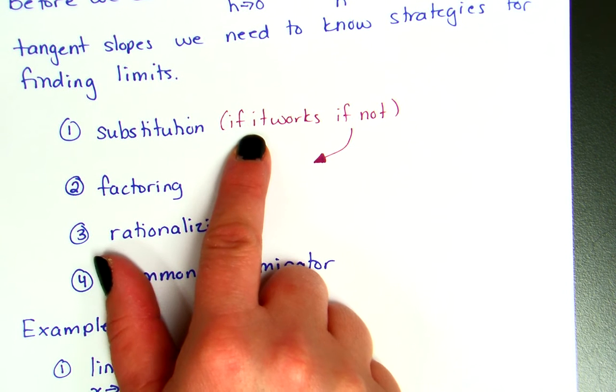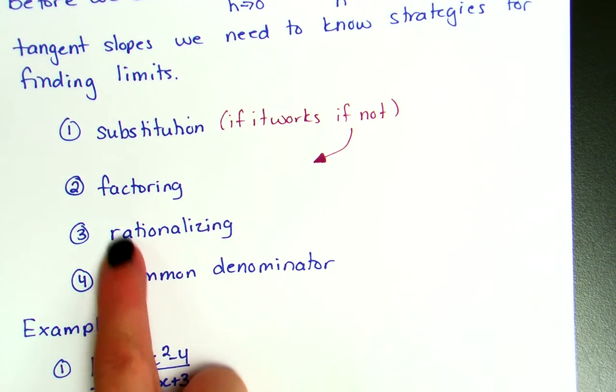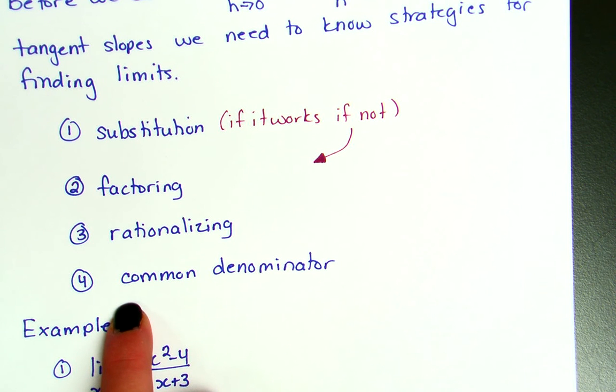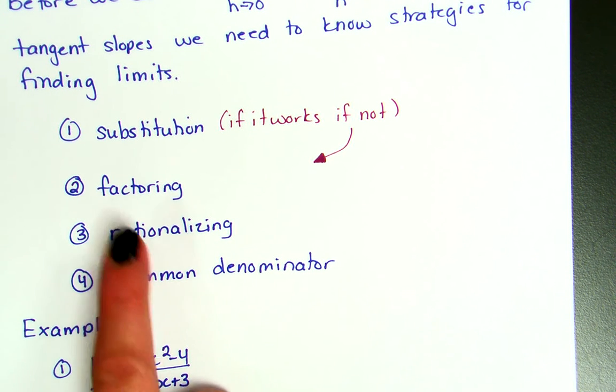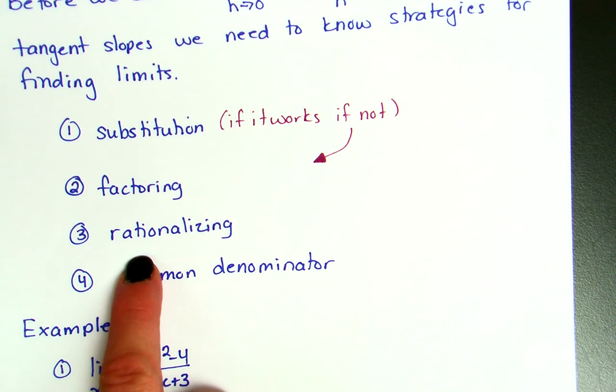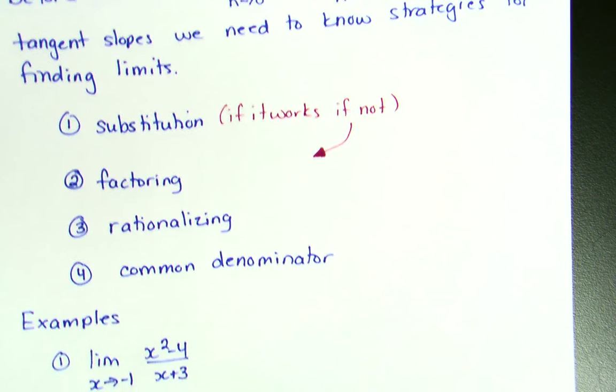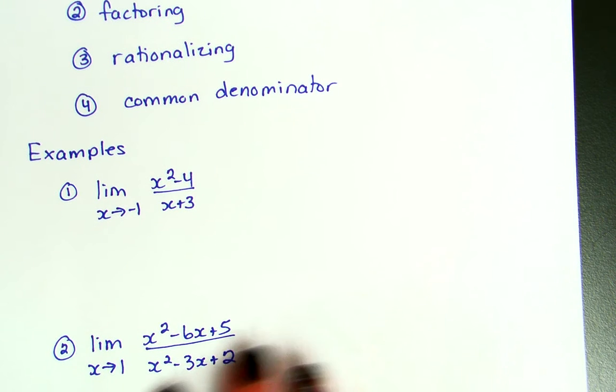If it doesn't work, and I'll show you what I mean with some examples, then that's when we start with these 3 strategies. We'll add some more if you're in calculus next semester, but this is where we start: factoring, rationalizing, and finding a common denominator. I'm going to work through a couple and hit all of those. So let's look at the first one.